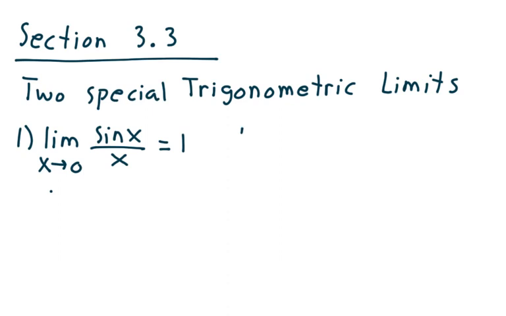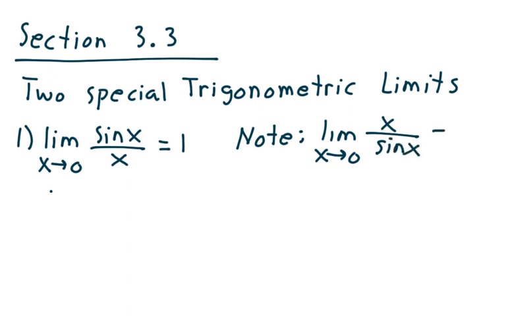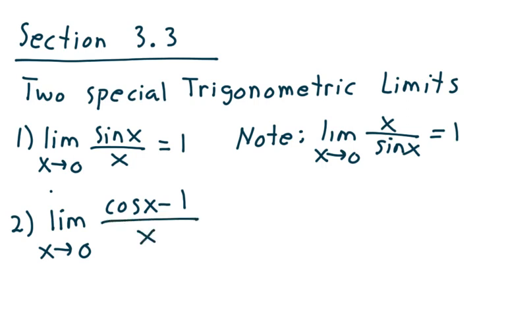Now, by the way, if that's true, I want to also make note here, I claim the limit as x goes to 0 of x over sine x is also 1. We're going to need that, okay? And then on number 2, the limit as x goes to 0 of cosine x minus 1 divided by x is equal to 0. And so these examples will involve these two special limits.